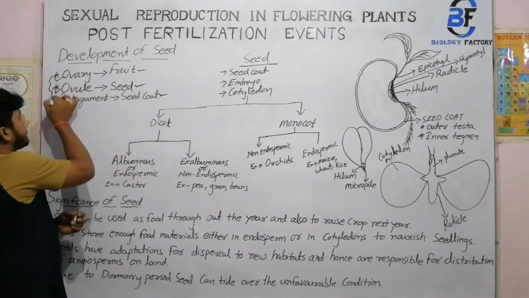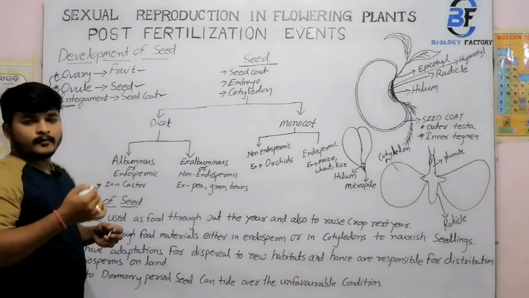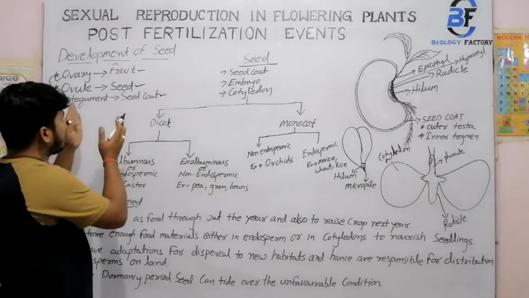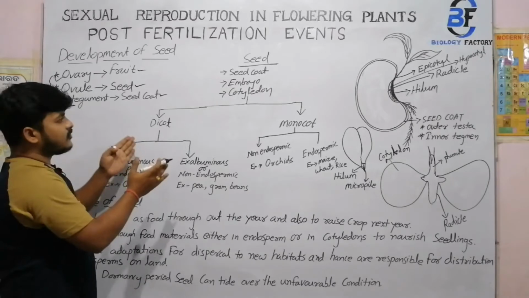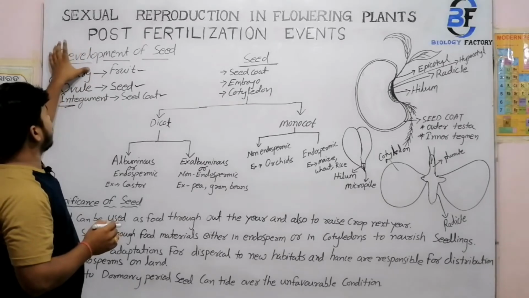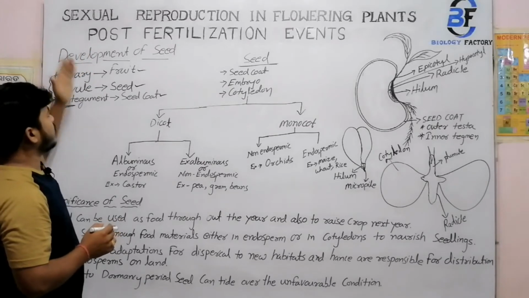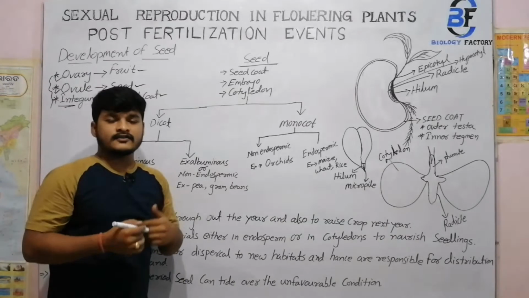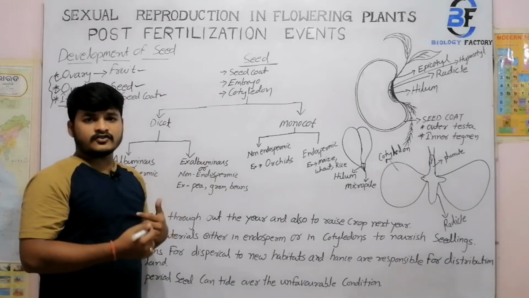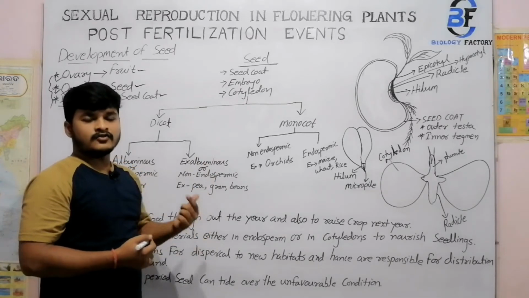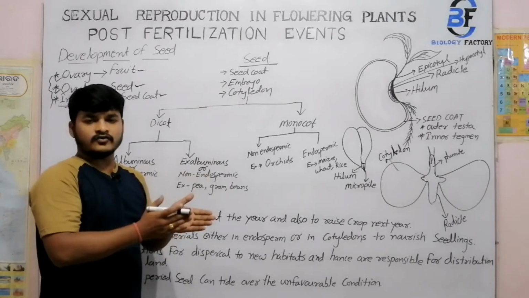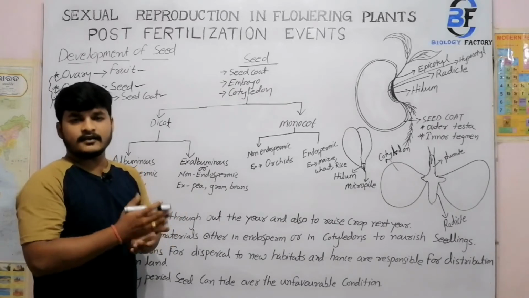These are the basic changes that occur in the post-fertilization event. These types of changes are most common for a seed to form a fruit. We already discussed the overall topic of development of seeds in morphology, and as we are studying sexual reproduction in flowering plants, the ultimate point of sexual reproduction in flowering plants is the fruit or the seed, that means the development of a seed or a fruit.